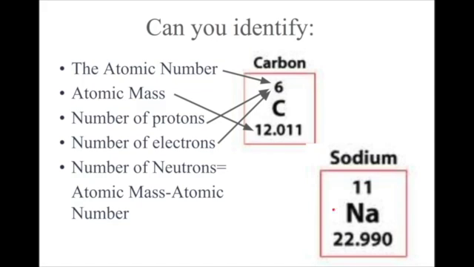So if we look at sodium, the small whole number is 11. So our atomic number is 11. There are 11 protons, 11 electrons, and the atomic mass is this bigger number, 22.990. All right, so let's find the number of neutrons. If we round, 9 is greater than 5, so this would round up to 23. So 23 minus 11 is 12. So you would have 12 neutrons.